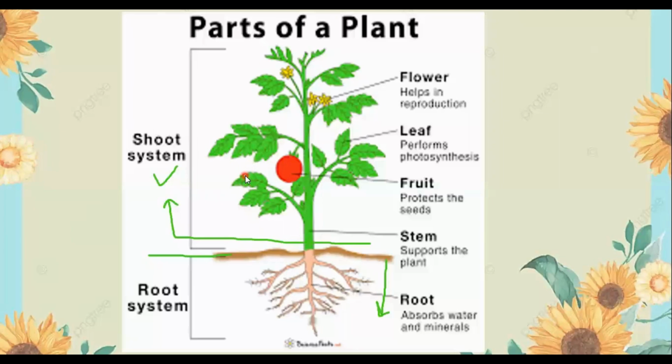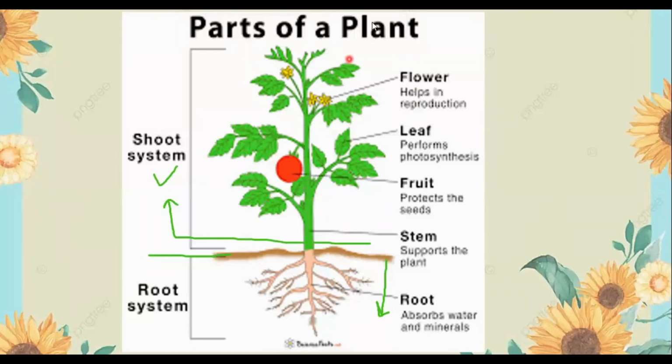First, the shoot system is green. There are leaves, flowers, and fruit. It absorbs sunlight and carbon dioxide. The root system absorbs water and minerals. It is also very important for the plant's life, taking in minerals from the soil. The part under the soil, you cannot see it. But the shoot system is green. It takes sunlight and carbon dioxide from the air to live.